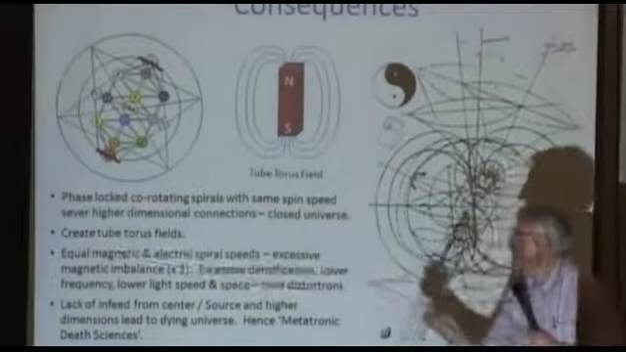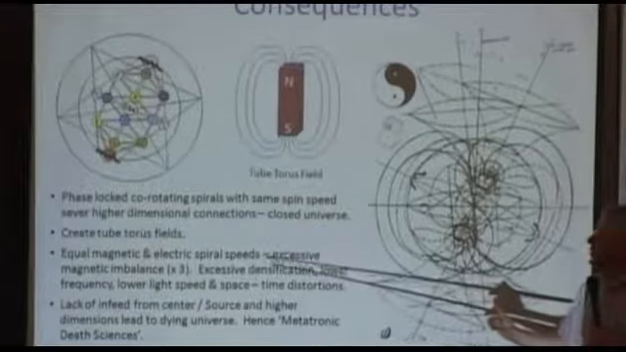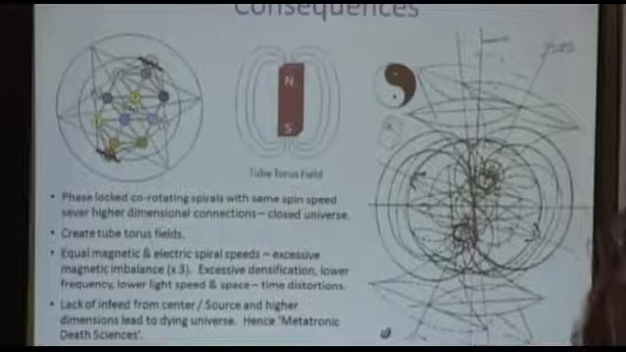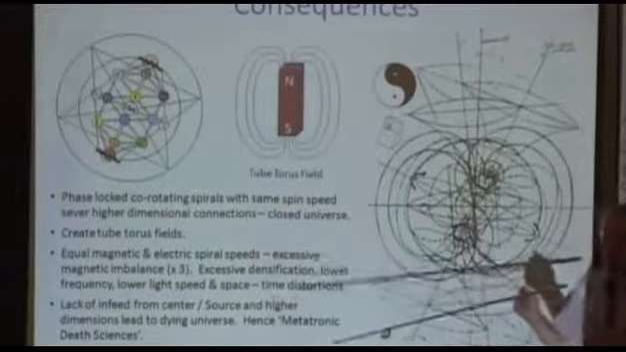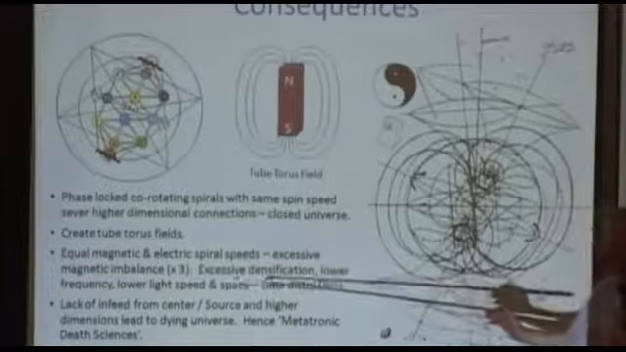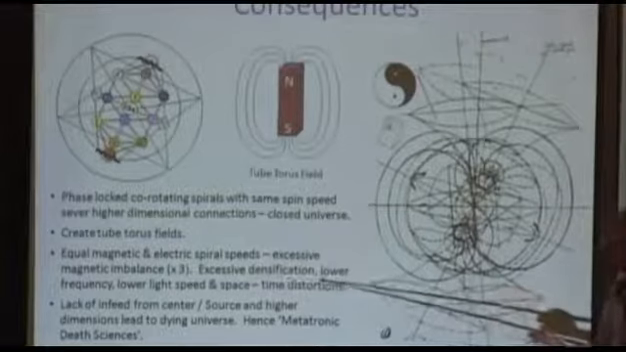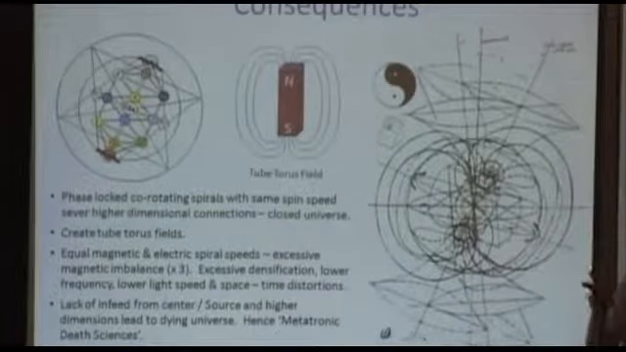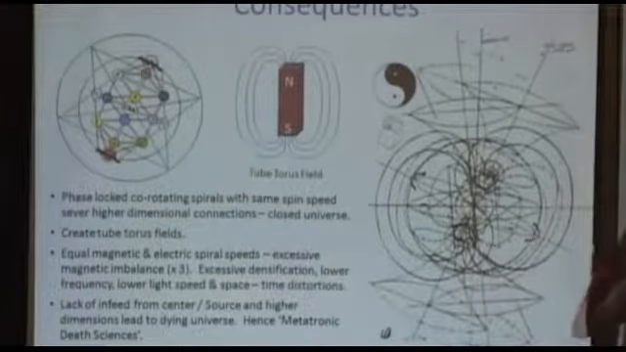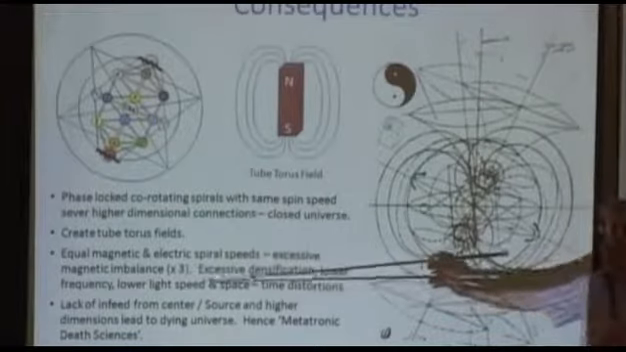Now, because the top electrical and the bottom magnetic spirals are spinning in the same direction at the same speed, we have an imbalance. The natural relationship between the electrical and the magnetic components of the spirals is 3:1. When they spin at the same speed, the magnetic component is 3 times too strong. This excessive magnetic influence causes excessive densification, too much density. It lowers the frequency. We've seen how the balance between electrical and magnetic influence is frequency. It lowers the light speed. You remember earlier we said that light speed was 3 times too low. It's 3 times too low because the magnetic influence is 3 times too strong. This is where it comes from.